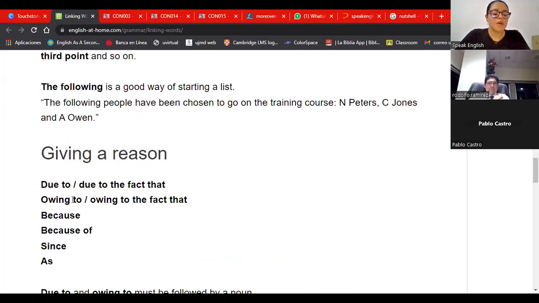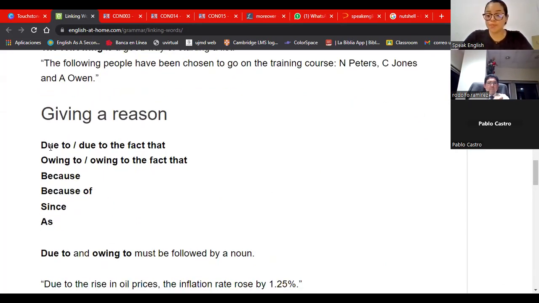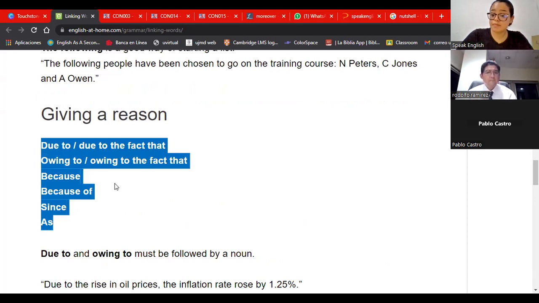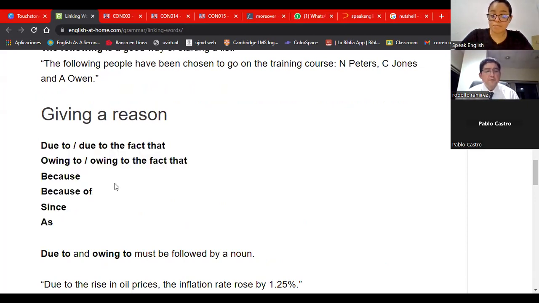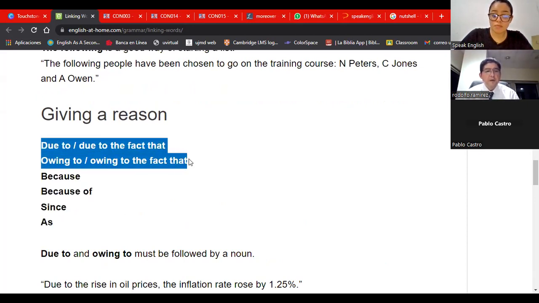Giving a reason. We have due to the fact that, owing to the fact that, because of, since, and as. New words? The first two sentences. Due to and owing to.